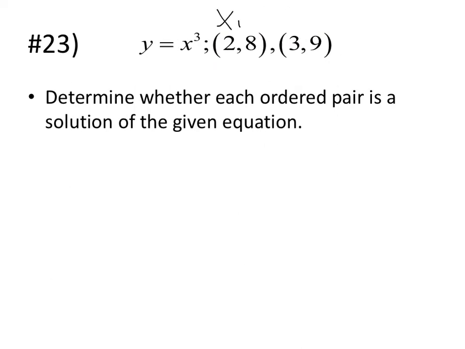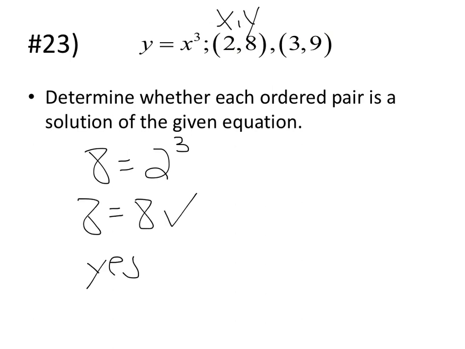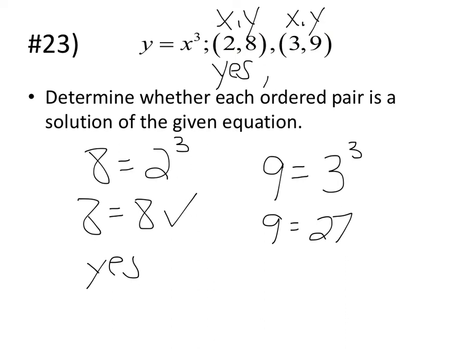Alright, here we're going to try 2, 8 first. So everywhere there's an x, we're going to put a 2. Everywhere there's a y, we're going to put an 8. So I have 8 is equal to 2 cubed. Well, I know that's true, but we're going to do it anyway. 8 is equal to 2 cubed is 8. So that one's yes. Okay. And then now let's try this one. I can tell already this one is not going to work. So 9 is equal to 3 cubed. 9 is equal to 27. No, that is not true. So then this one is yes, no.